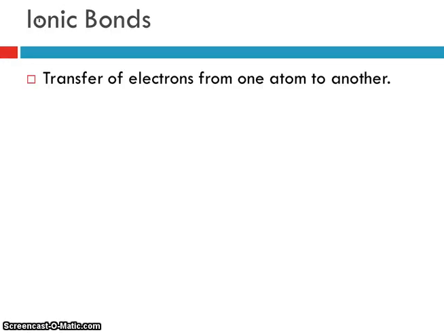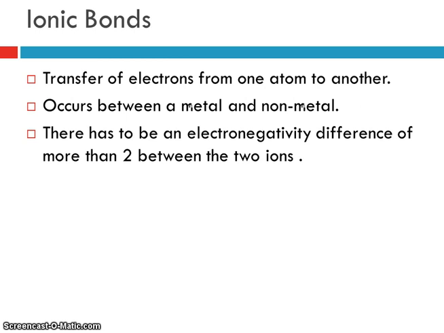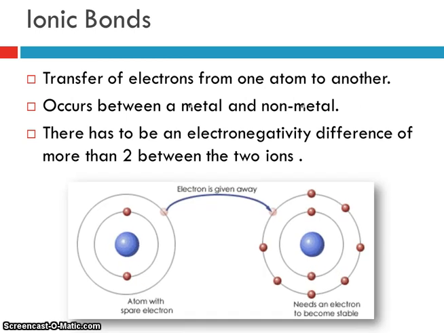Ionic bonds. It's the transfer of electrons from one atom to another, and it occurs between a metal and a non-metal. There has to be an electronegativity difference of more than 2 between the ions for ionic bonds to occur. And right here, showing 1 valence electron, this would of course be lithium, transferring over to fluorine, because fluorine wants 1 more electron.